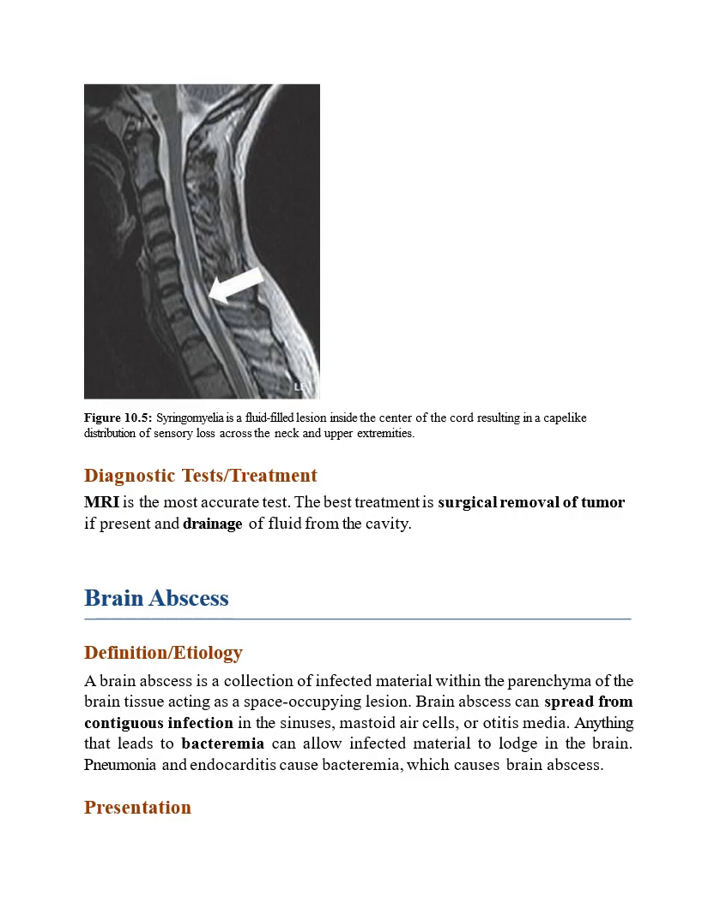Showing on figure 10/5 a case of syringomyelia with a fluid-filled lesion inside the center of the cord, resulting in a cape-like distribution of sensory loss across the neck and upper extremity. The diagnosis is MRI, which is the most accurate test. The best treatment is surgical removal of the tumor if present and drainage of the fluid from the cavity.